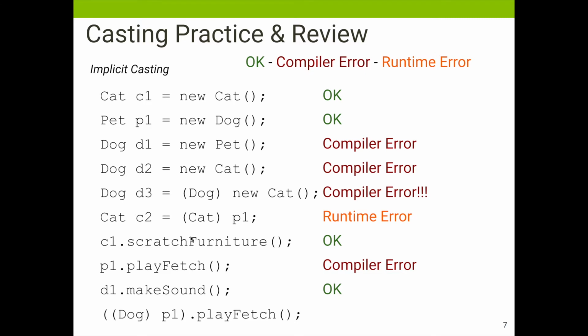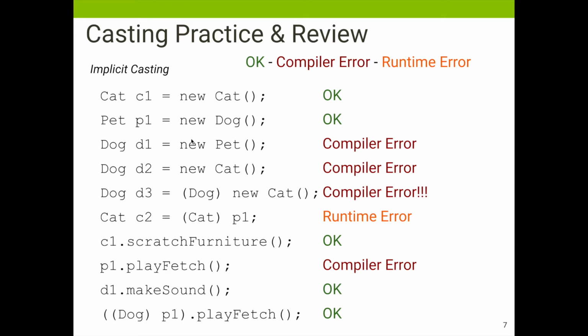Now, before, we had P1 play fetch. That failed because P1 is a pet. At compile time, it doesn't know that it can do any fetching. So can I do this at compile time? Can I cast it to a dog and then immediately use the dot operator on the casted P1, which is a pet, and have it play fetch? Yes. Because the runtime will say, hey, I know that P1 is actually a dog, so that succeeds.